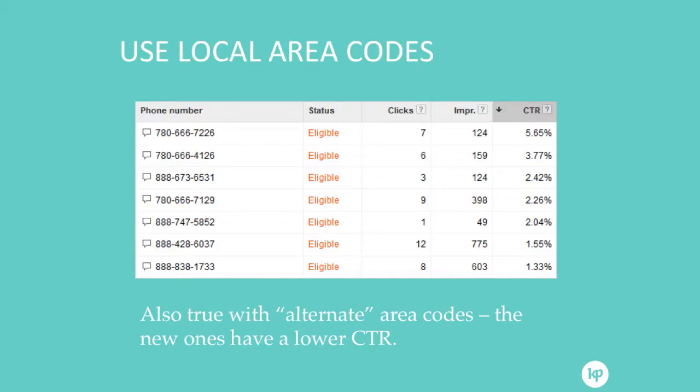It's also true with alternate area codes. Some areas, for example, will have the main area code and then an extra area code because it ran out of numbers. In Edmonton, for example, we have 780 and then 587 is a new area code. It's a totally legitimate area code, but it's perceived as the new area code and people don't know it as well. So if they see a 587 area code, they also don't have as high a click-through rate. So try to get that local area code if you can.